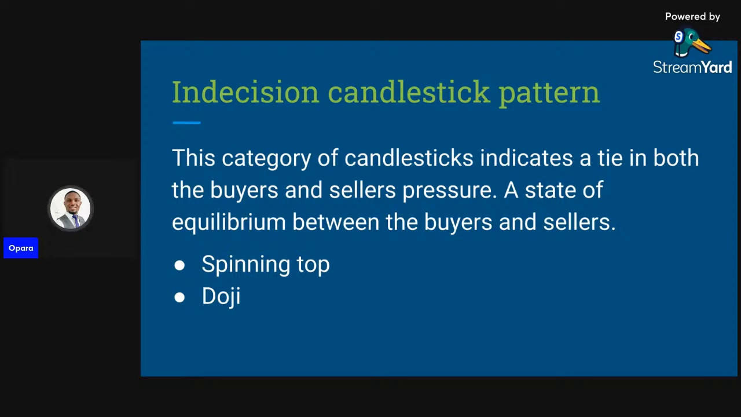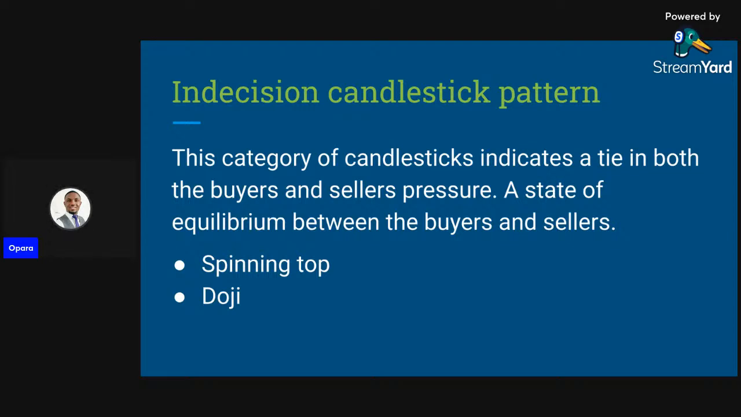What is the meaning of a tie? Nobody's willing to give up. They have equal power, equal pressure, and an equilibrium between the buyers' and the sellers' pressure. When the buyers are not willing to let go and the sellers are not willing to let go, it reflects in a particular style of candlestick pattern. So when you see this candlestick pattern, we have two types of them. We have the spinning top and then the doji.